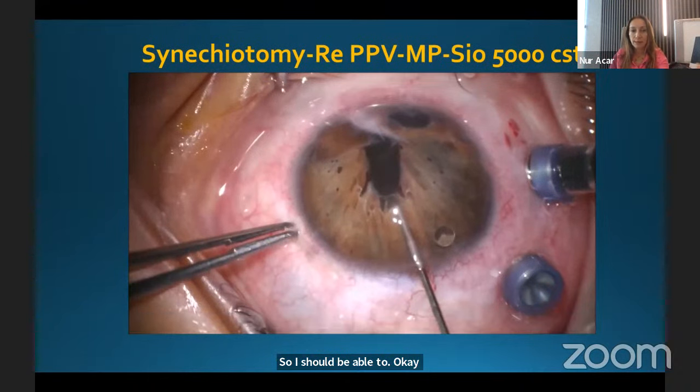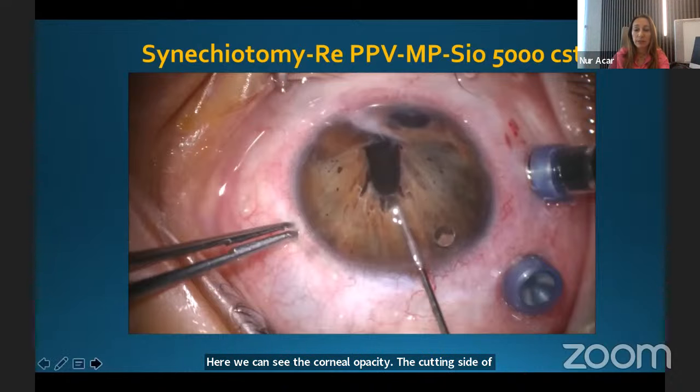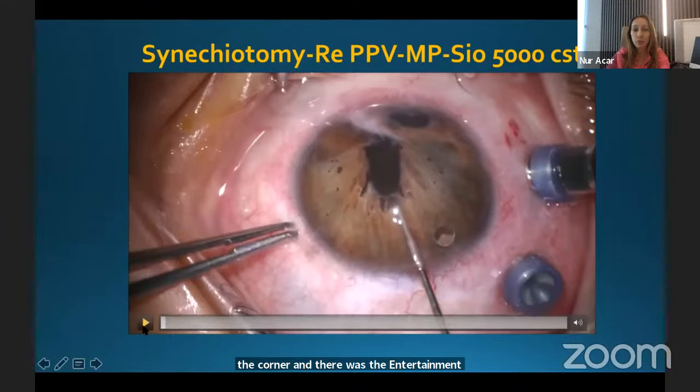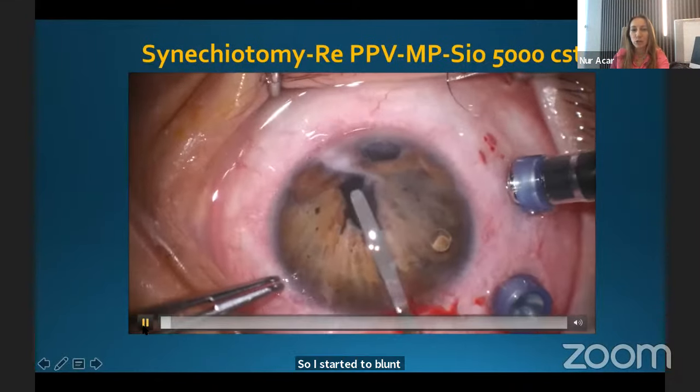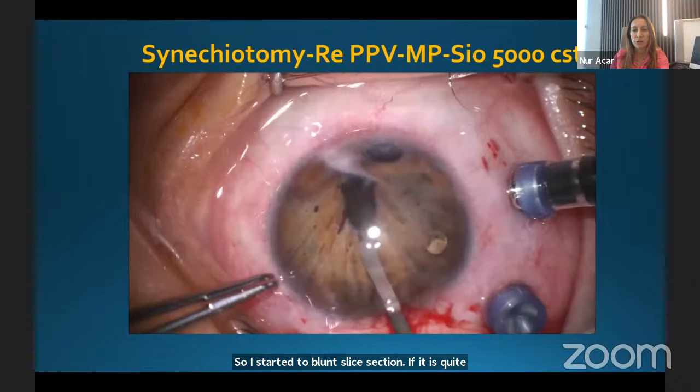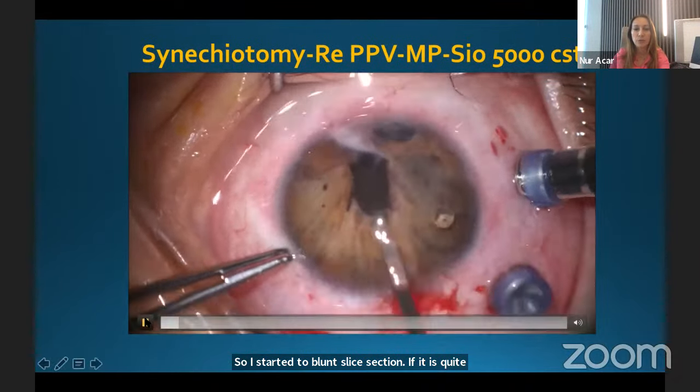So this is the eye starting from the beginning of the surgery. As you can see, the pupil is very retracted, and with the anterior synechia, here we can see the corneal opacity with the entrance side, the cutting side of the cornea, and the anterior segment was really flat. So I started blunt dissection of this synechia with the viscoelastic. I just tried, but it was really very hard to remove them, to open them.